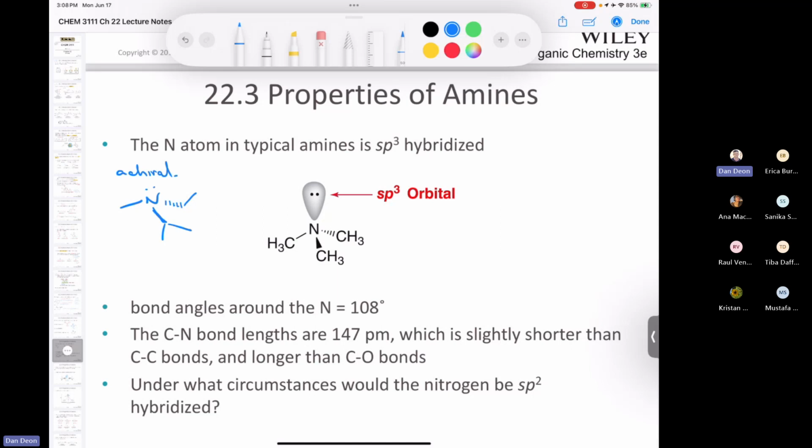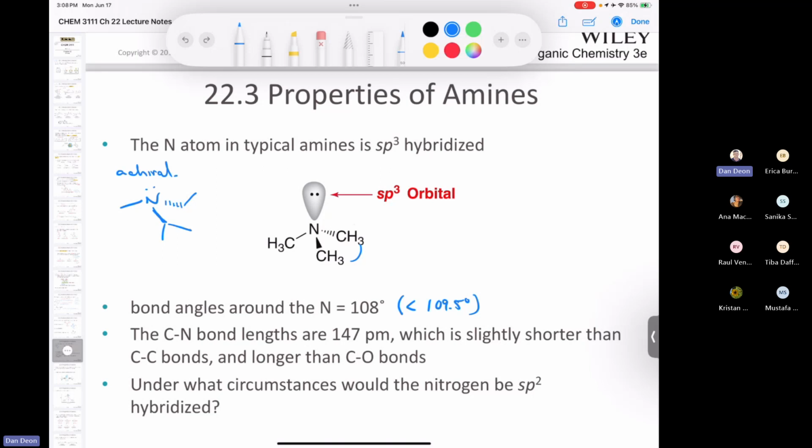First of all, sp3 hybridization, bond angles. All you need to know for this class is less than 109.5 degrees is good enough for me. That's just because the lone pair pushes the alkyl groups down a little bit. Carbon-nitrogen bond lengths are slightly shorter than carbon-carbon bonds, because nitrogen is a smaller atom, but longer than carbon-oxygen bonds, because nitrogen is a bigger atom than oxygen.